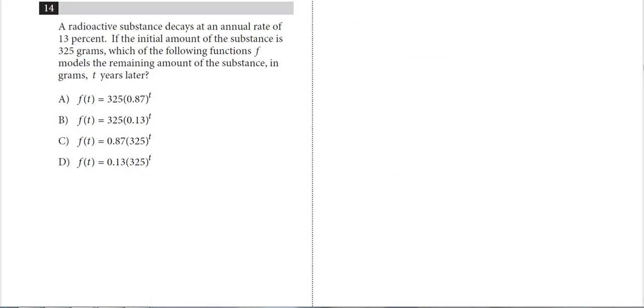All right, number 14, radioactive substance decay. So right there, those words, radioactive decay, I got to know what that's talking about. Decay means that it's decreasing by a certain percent. So whenever you're talking about a percent increasing or decreasing, there's a general formula. You have your starting amount or your initial amount.